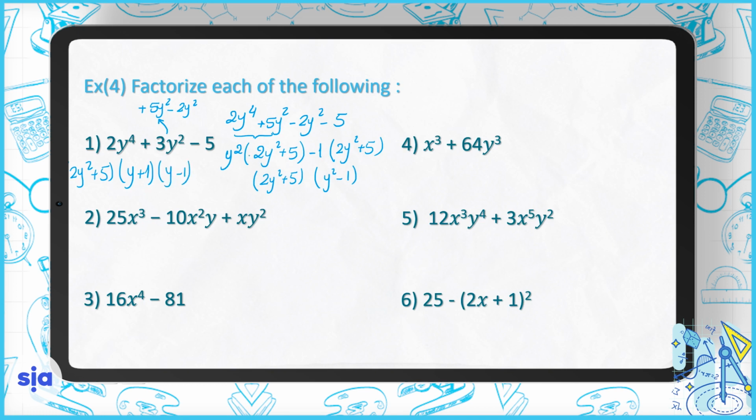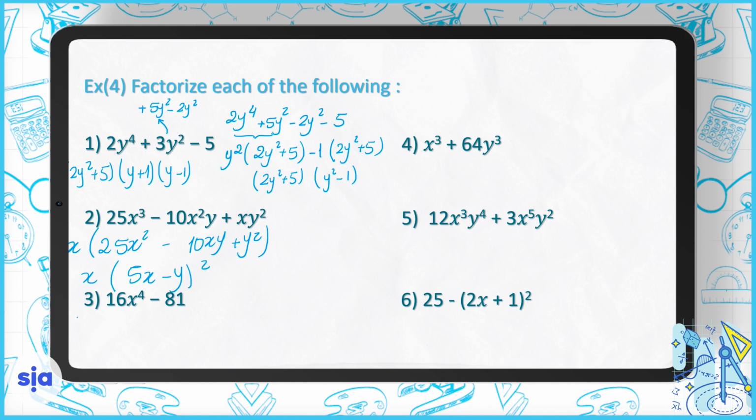Question 2, how can we factorize this? As we always say, once there is a highest common factor, please don't forget to take it outside first. So here it's x, open bracket, 25x squared minus 10xy plus y squared. The bracket now is a perfect square trinomial, which will be 5x minus y all squared.